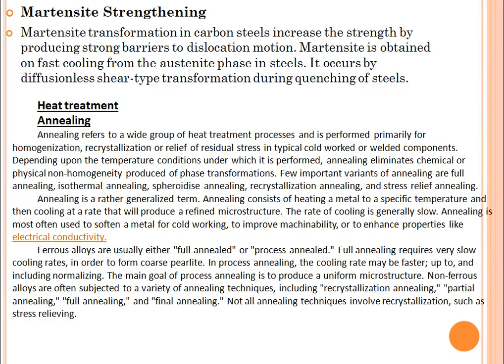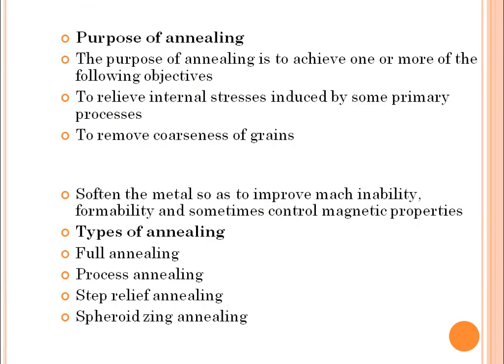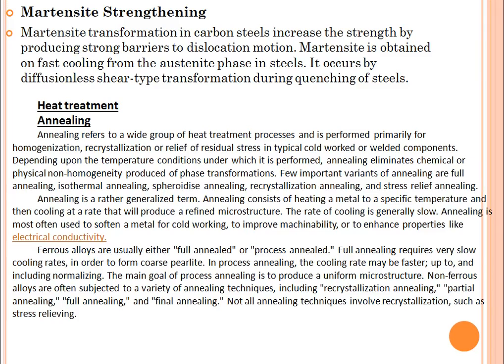So further types of heat treatments, if you carry out like annealing, anodizing, if you do annealing, what we can do is, so here by doing annealing, homogenization and recrystallization and relief of residual stresses happens in the cold worked related components. So electrical conductivity, if we take, so full annealed or process annealed requires very slow cooling rate in order to form coarse pearlite.